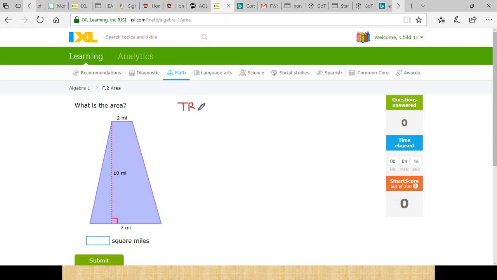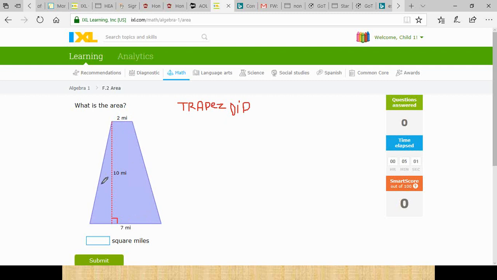T-R-A-P-E-Z-O-I-D. So it's a trapezoid. So this side is parallel to this side, right? With a trapezoid, you'll have a short side and a long side, and then you have two walls.